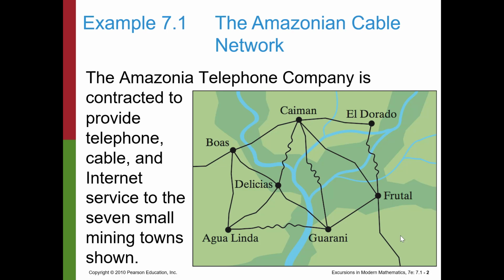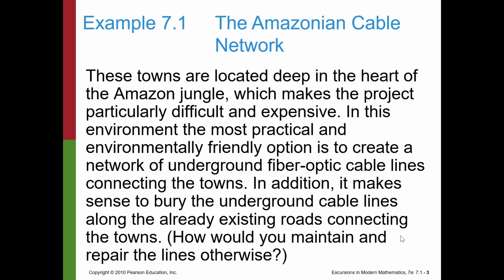The Amazonia Telephone Company is contracted to provide telephone cable and internet service to 7 small mining towns. These towns are located deep in the heart of the Amazon jungle, which makes the project particularly difficult and expensive. In this environment, the most practical and environmentally friendly option is to create a network of underground fiber optic cable lines connecting the towns. In addition, it makes sense to bury the underground cable lines along already existing roads connecting the towns. How would you maintain and repair the lines otherwise?